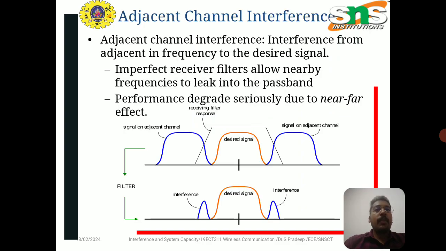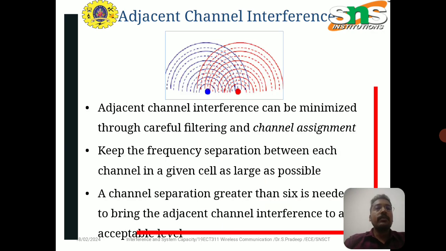Adjacent channel interference. Adjacent channel interference occurs due to interference from signals adjacent in frequency to the desired signal. Imperfect receiver filters allow nearby frequencies to leak into the passband, creating adjacent channel interference. Due to this, performance degrades seriously due to the near-far effect. The graph shows the adjacent channel interference. Adjacent channel interference can be minimized through careful filtering and channel assignment. Keep the frequency separation between each channel in a given cell as large as possible. A channel separation greater than 6 is needed to bring the adjacent channel interference to an acceptable level.